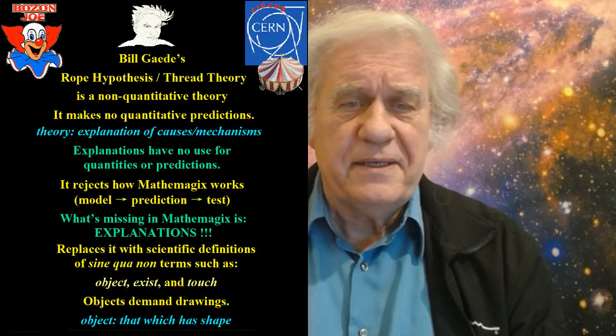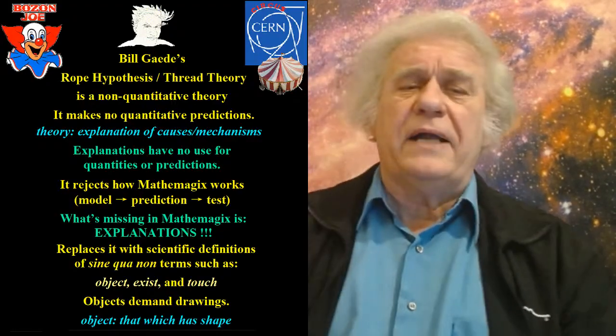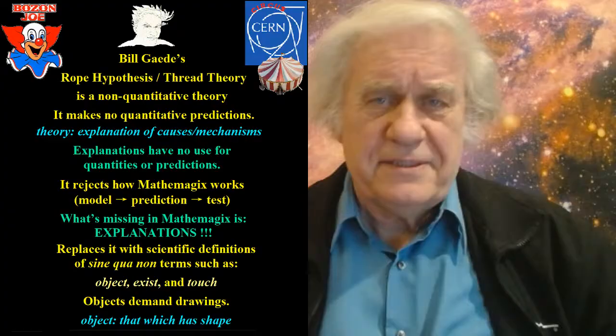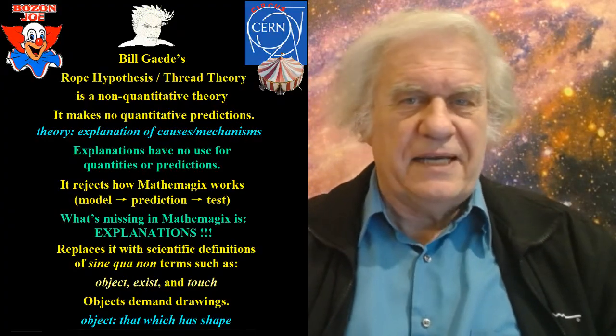So let's address that. And we begin with science, okay? Science itself. What is science? What is science supposed to be? What is physics supposed to be? Okay? Let's go with that first. And he says the following. Give me a second here. He says, Bill Gaede's rope hypothesis, thread theory, right, is a non-quantitative theory. It makes no quantitative predictions. Yeah, we don't do any quantitative and we don't do any predictions, okay?